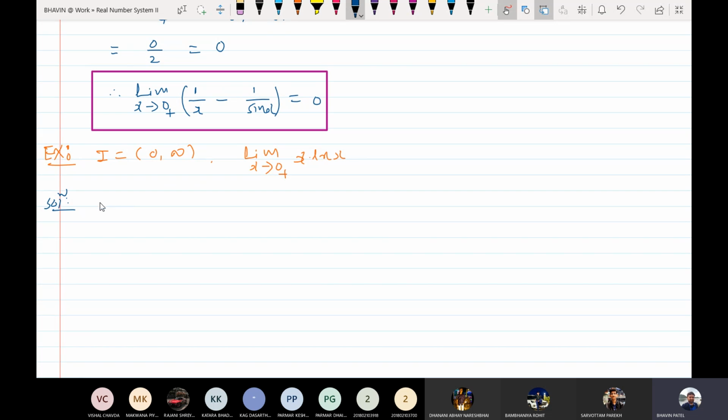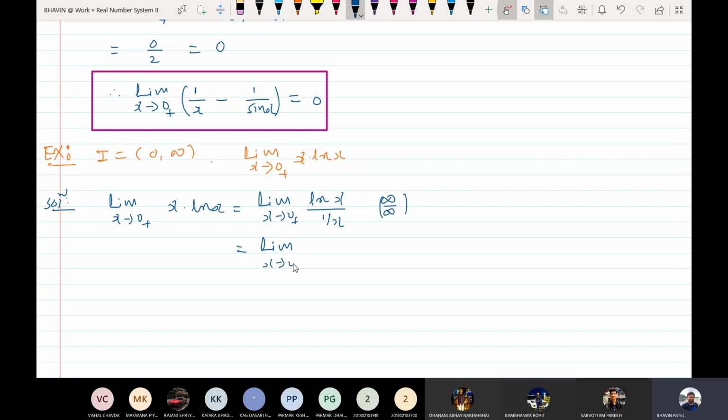So we need to bring it into that form. Limit x tends to 0 plus x into ln x. Now this can be written in this way: limit x tends to 0 plus ln x upon 1 by x. Now if you take x tends to 0 plus, this term is infinity and this is infinity. So this is infinity upon infinity form.